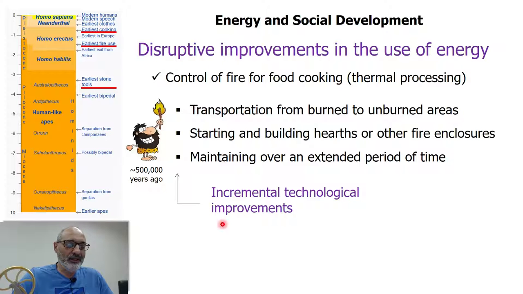Because actually, the control of fire didn't happen suddenly. It is the result of incremental technological improvements, starting with the control. We learned how to transport fire from burned to unburned areas. We didn't know how to start a fire, so we had to collect this fire somewhere and transport this chemical reaction to the place where we wanted to use it. A next evolutionary step was that we learned how to start the fire, and we also built hearths and other kinds of fire enclosures in order to render the use of fire more efficient.